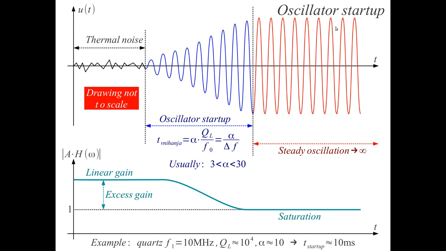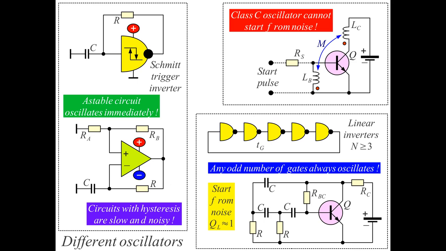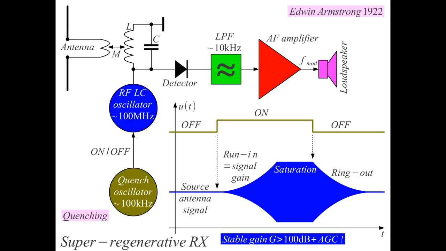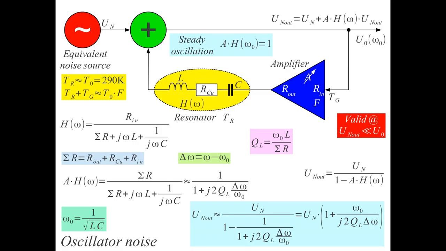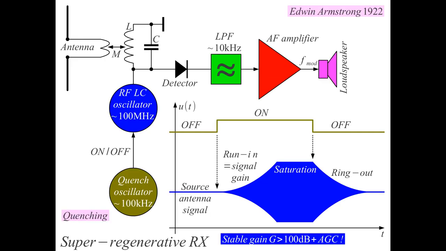We want to analyze what is going on here in the steady state, where we have exactly unity gain and exactly the correct phase shift in our oscillator. And of course we have to analyze this mathematically. Before analyzing this mathematically, I have to discuss other oscillator designs.